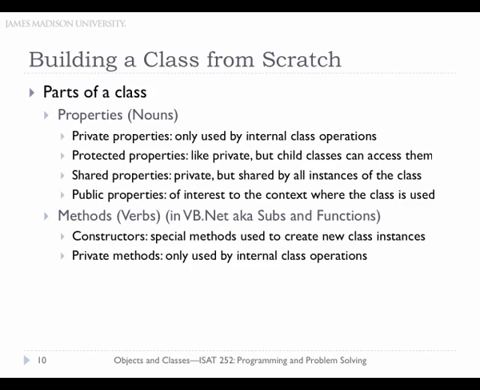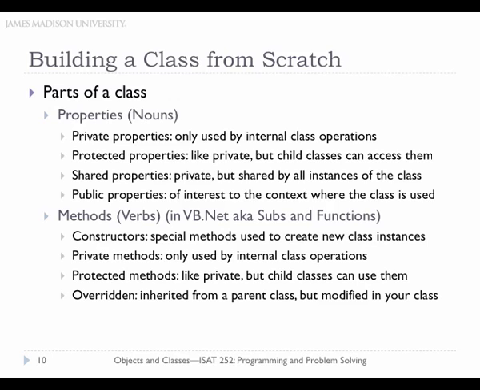You have private methods. Similar to private properties, private methods are only used by internal class operations. We won't have one of these in the program we build later. Protected methods, similar to private methods, but the child classes can use them. We probably won't see these in this video either. Overridden methods. These are methods that are inherited from a parent class but modified in your own class. We're going to have one of these.